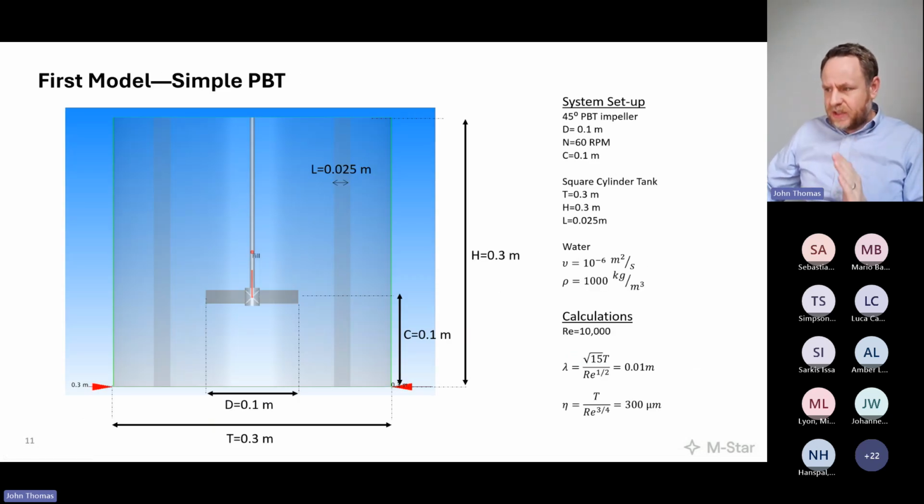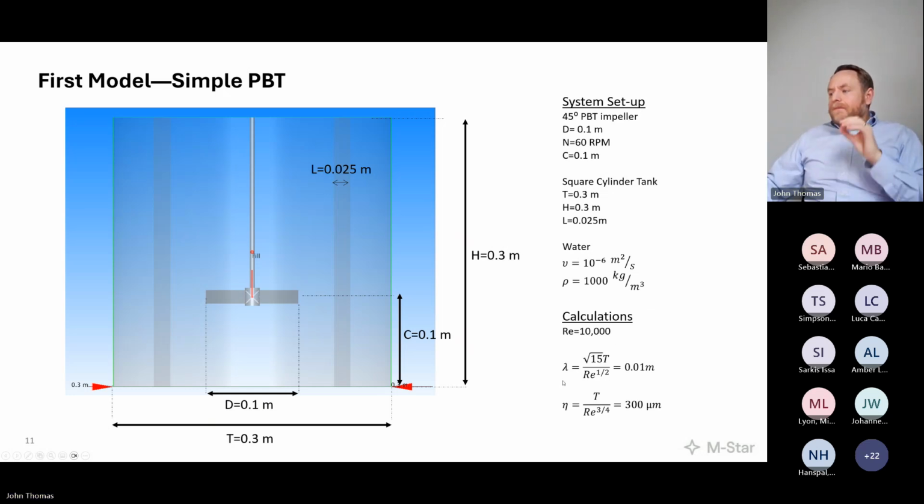Let's start with the agitated vessel. So here I've got a vessel that's 30 centimeters in diameter. It's pilot scale, maybe pilot or large bench. It's a 10 centimeter impeller. This is going to be a couple hundred liters of fluid. I've got water in there spinning at 60 RPM. I'm going to have just a 45-degree pitch blade impeller, baffled, of course. This is a Reynolds number of about 10,000.